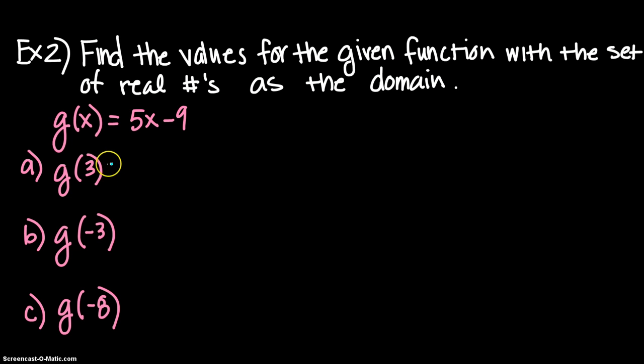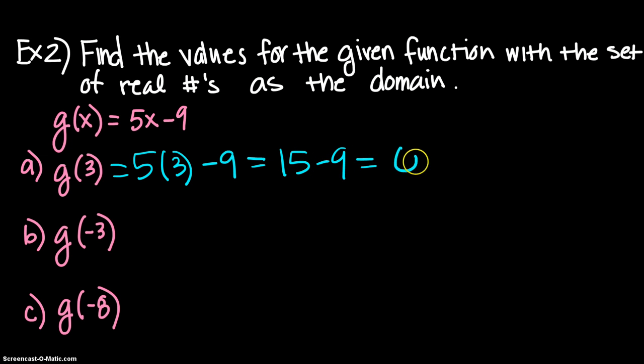Okay, there's not going to be anything we can't put in there. So g of x equals 5x minus 9. Okay, they say find g of 3. That's my a. Meaning we're going to plug in 3 just like we did in the last ones for x. So this is 15 minus 9, which gives us 6. That's my answer. I'm going to circle it.